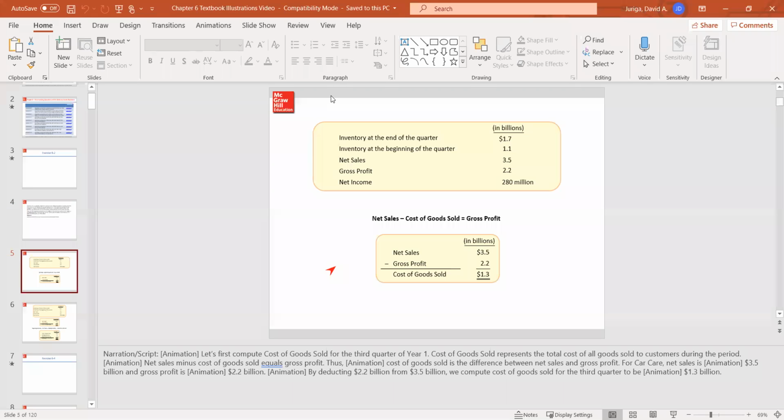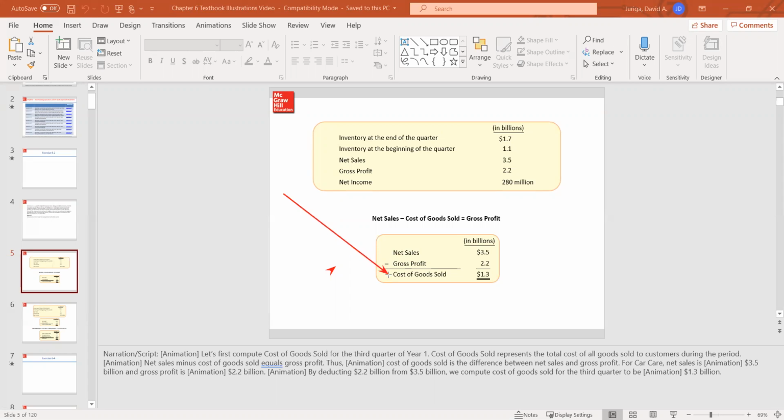All right, so you'll notice that they've given us inventory at the end of the quarter and inventory at the beginning of the quarter. So we've got beginning and ending inventories. They've given us net sales, gross profit, and of course, net income. So we know by our multi-step income statement, if you were to take your net sales and subtract out your cost of goods sold, you get gross profit. So in this problem, we know net sales and we know gross profit. So the difference between those two has to be cost of goods sold. So that's how they're backing into cost of goods sold.